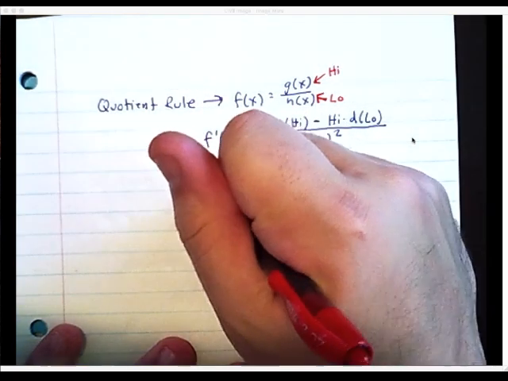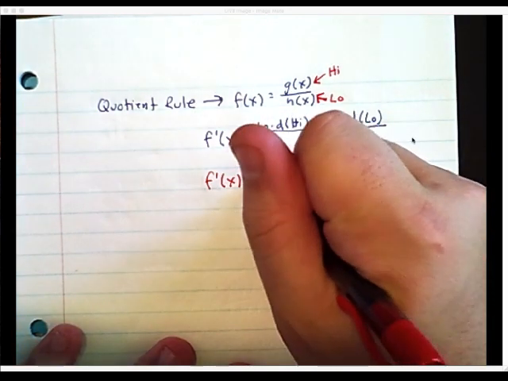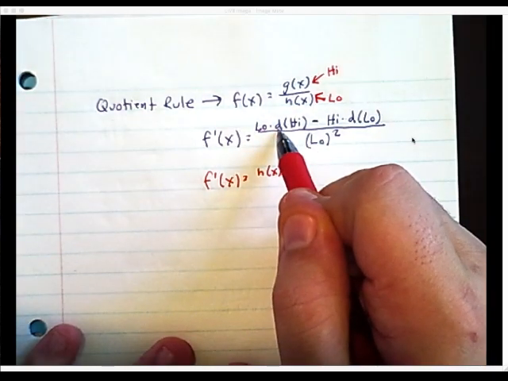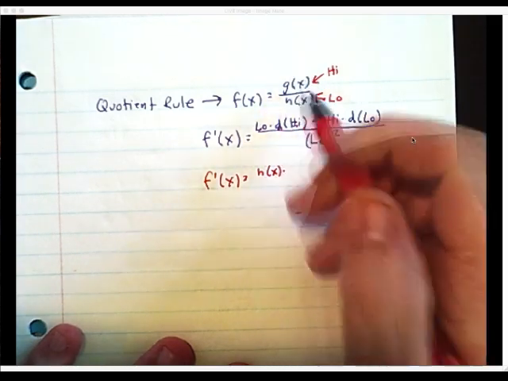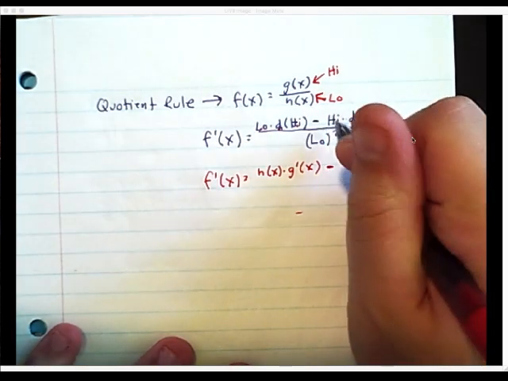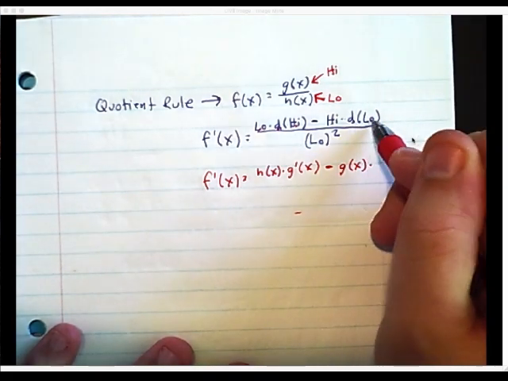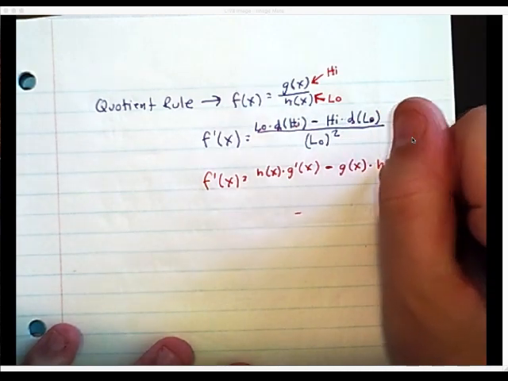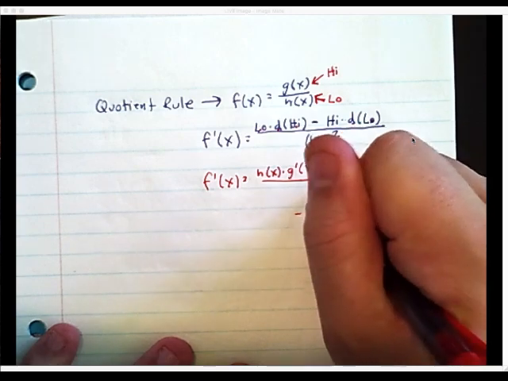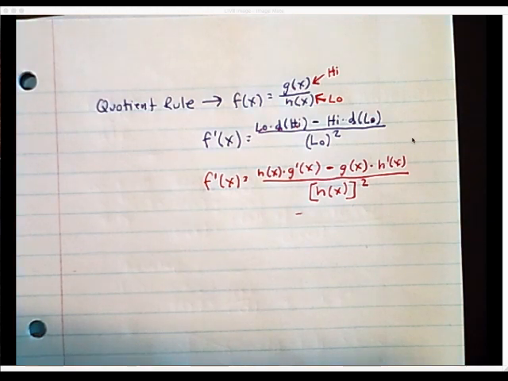So if I apply it here, if I can remember that saying, it says low, take what's on the bottom, h of x, times the derivative, the little d stands for derivative, the derivative of what's on high, so that's g prime, minus what's on high, g of x, times the derivative of what's on the bottom, so that would be h prime of x, all over what's on the bottom, h of x squared. And that right there is the quotient rule.